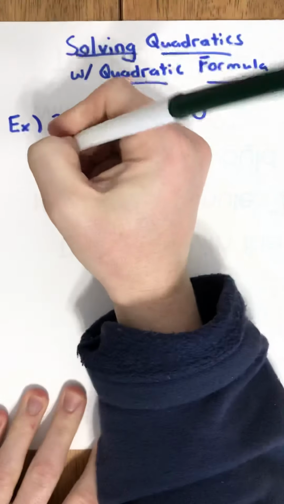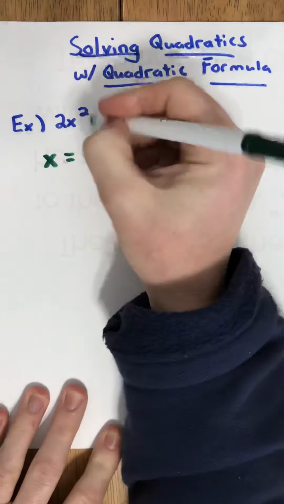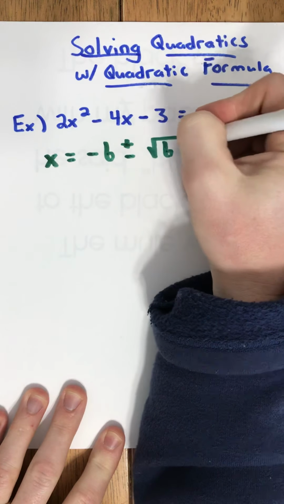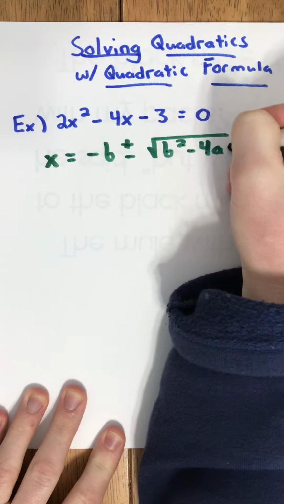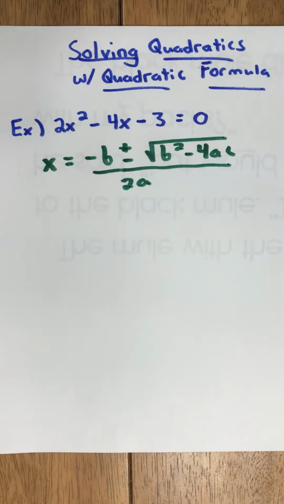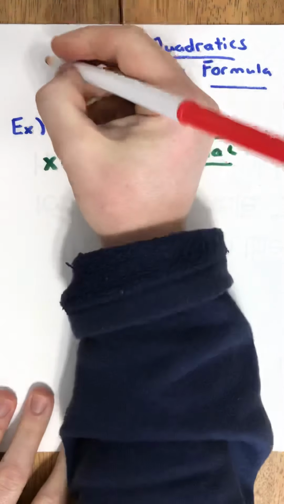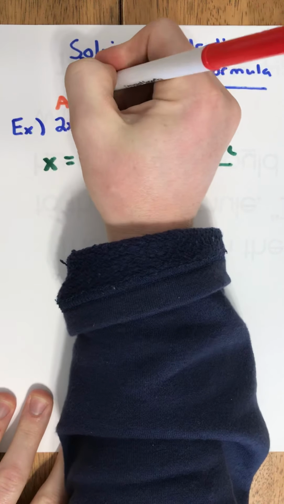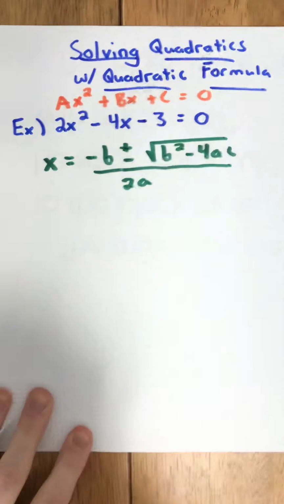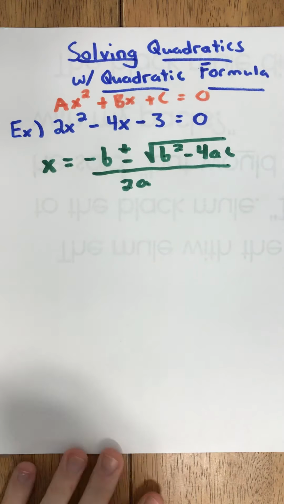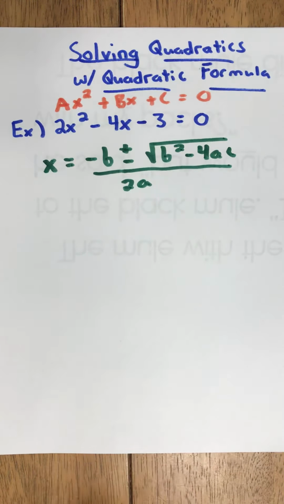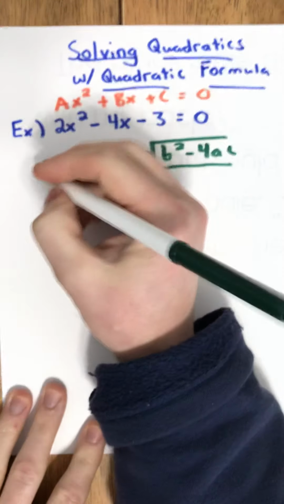All right, so we're going to write out our quadratic formula. X equals negative b plus or minus the square root of b squared minus 4ac, all divided by 2a. And just a reminder from the last couple days, when we have a quadratic, we're talking about ax squared plus bx plus c. So hopefully you can clearly see here, a in this case is 2, b is negative 4, and c is negative 3. So we're going to go ahead and plug those values in.